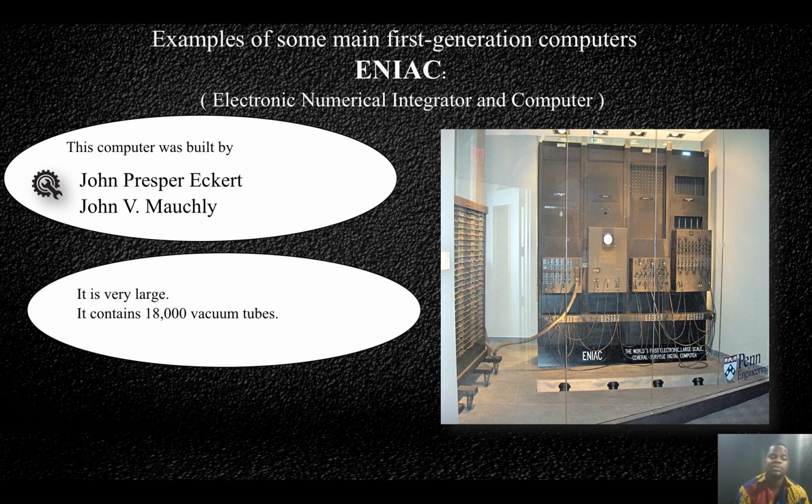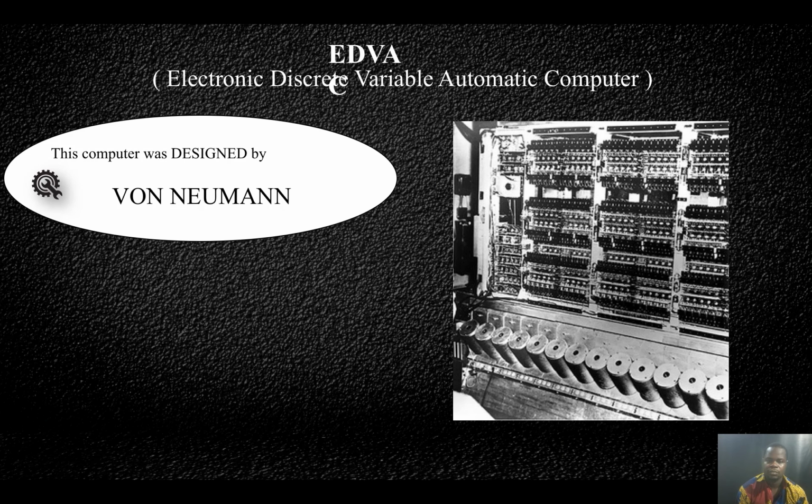And we know it is very, very large. And how many vacuum tubes does this machine contain? It contains 18,000 vacuum tubes. So imagine the vacuum tubes that we talked about, big like that, and then they need 18,000 of them before they can create a machine. So imagine the machine will be very, very big. So the first generation computer, which is the ENIAC, is a very big machine.